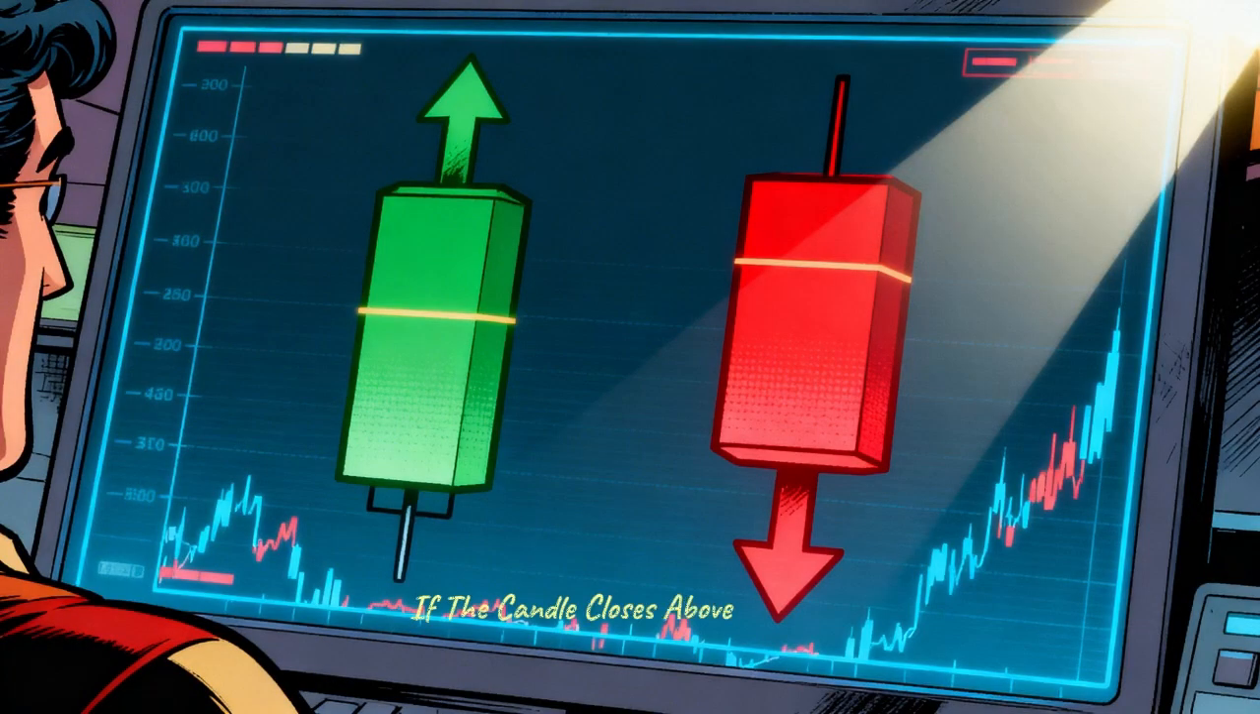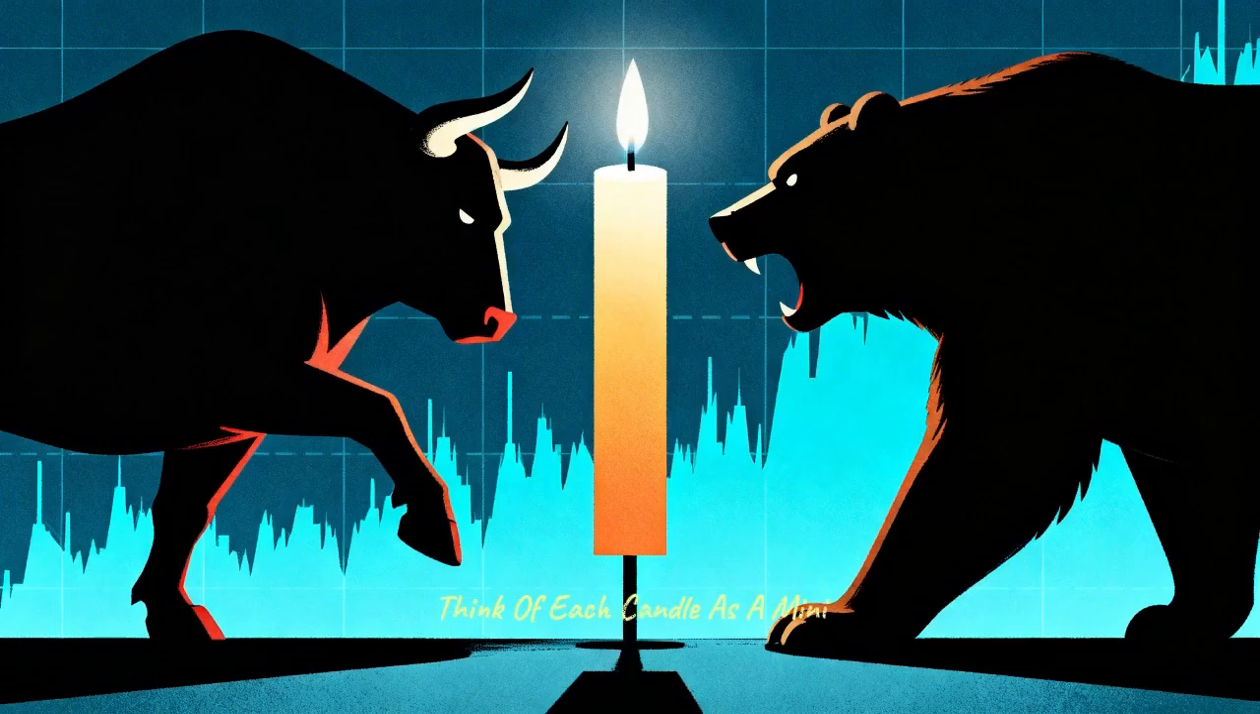If the candle closes above where it opened, it's bullish, meaning buyers won. If it closes below where it opened, it's bearish, meaning sellers won. Think of each candle as a mini battle between buyers and sellers.